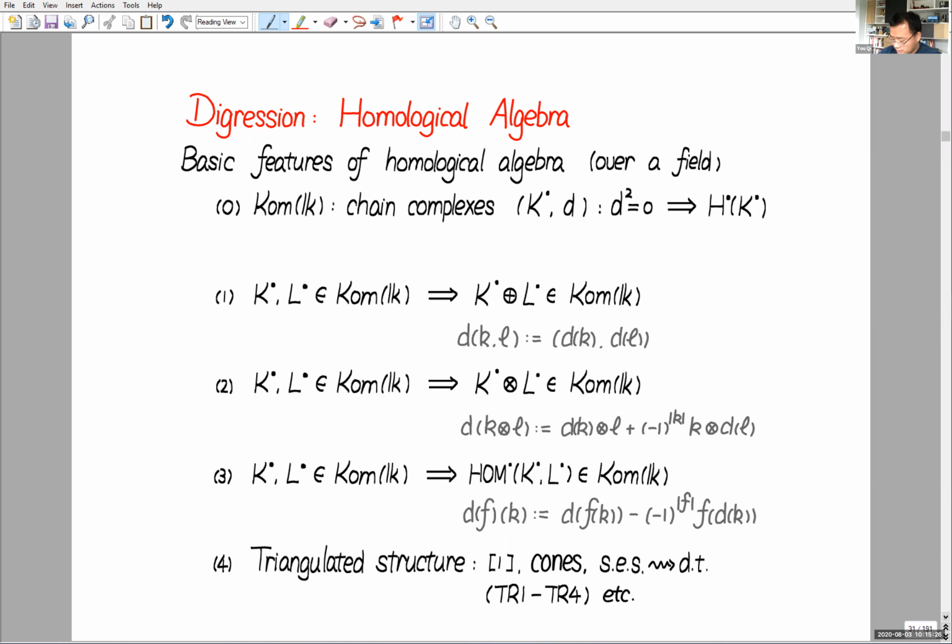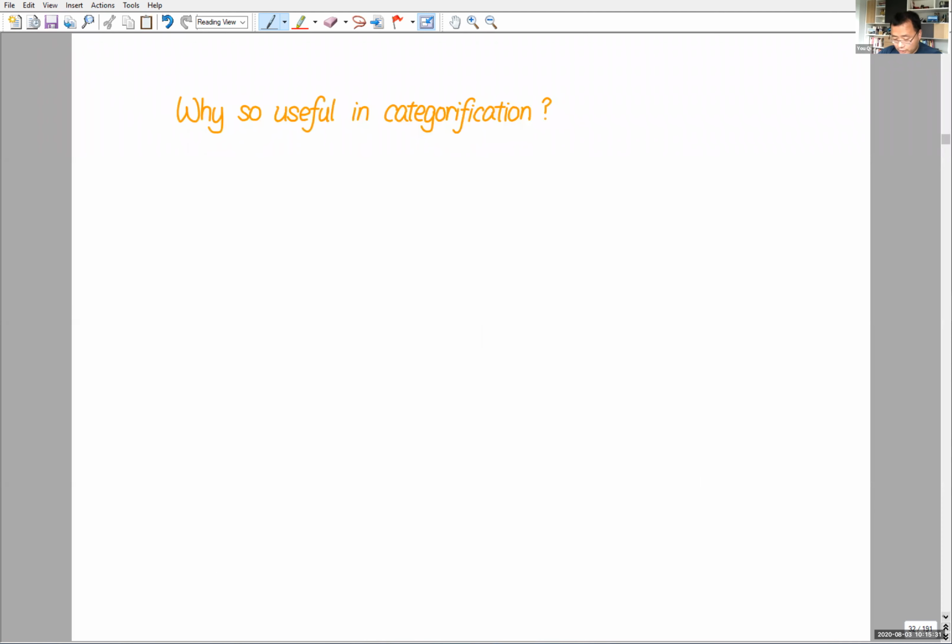Okay, let's ignore part four for now, and we'll digress to say why it's so useful in categorification. It's a biased opinion. The biased reason is that, in a nutshell, homological algebra is a systematic lift of abelian operations.